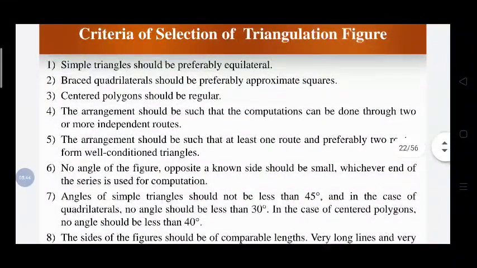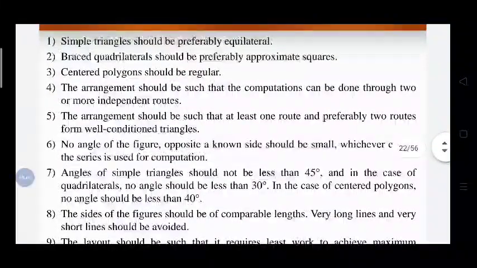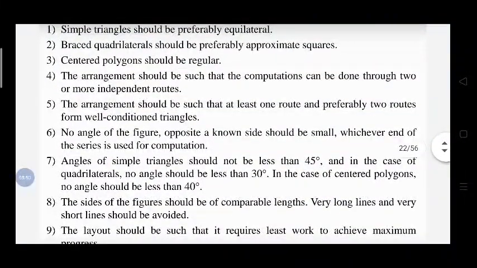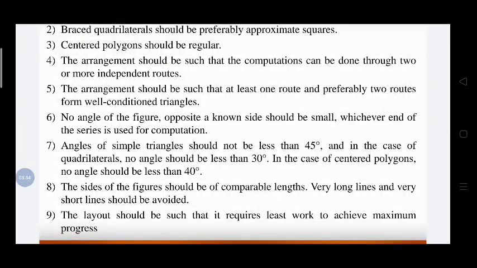Braced quadrilaterals should preferably be approximately squares. Center polygons should be regular. And number 6 point: no angle of the figure opposite a known side should be small, whichever end of the series is to be computed.